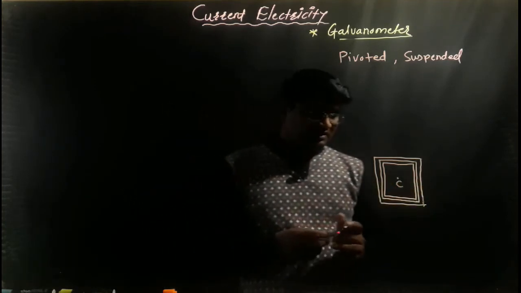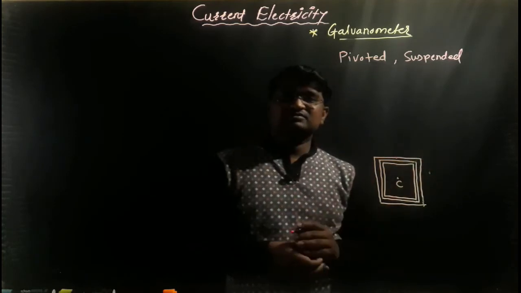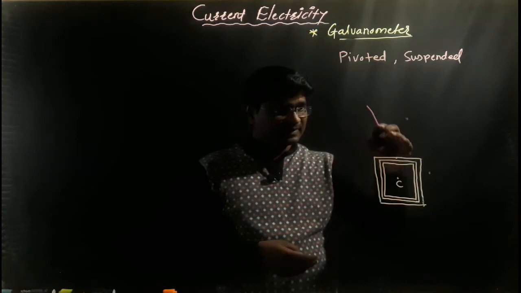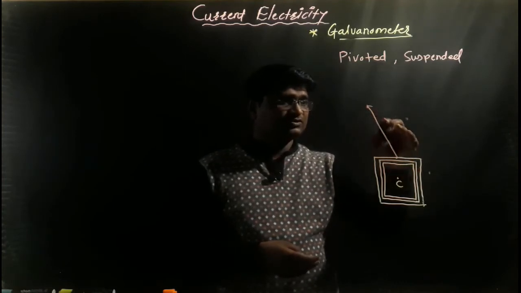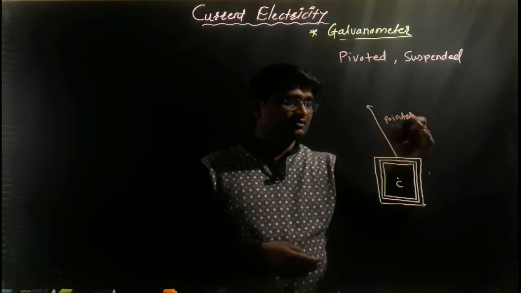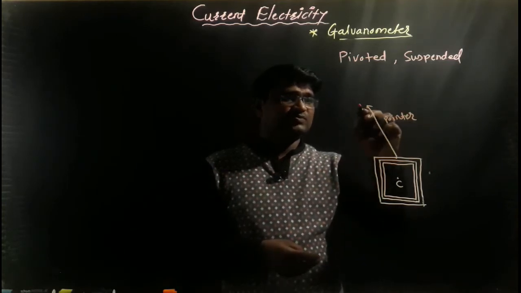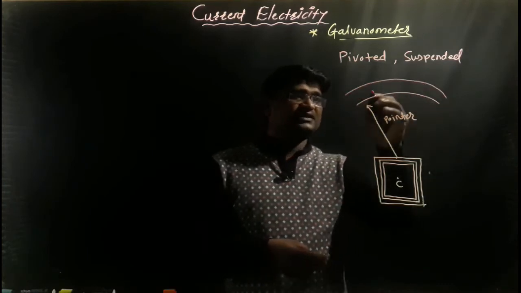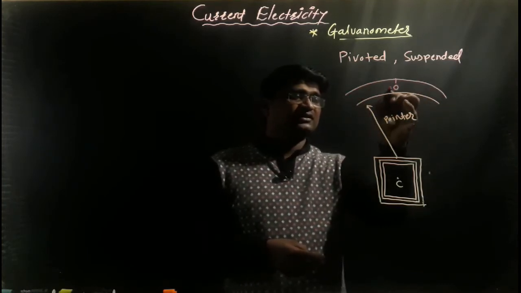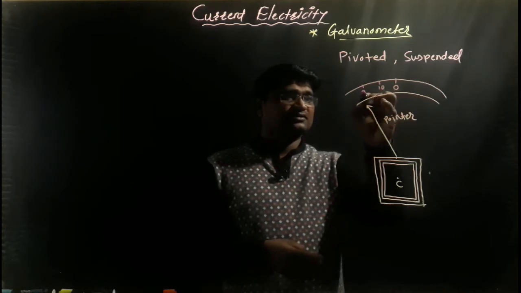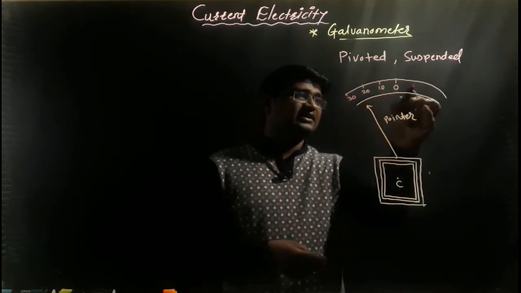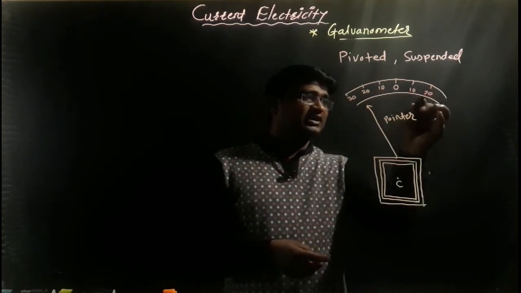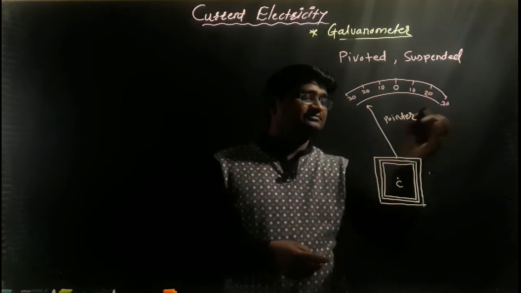Now the top end of the rectangular coil is connected to the pointer. This is the pointer of the galvanometer, and the pointer shows the reading with the help of the scale marks. At the center there is 0, then this is 10, this is 20, and this is 30 mark. The same on the right hand side: 10, 20, and here 30.